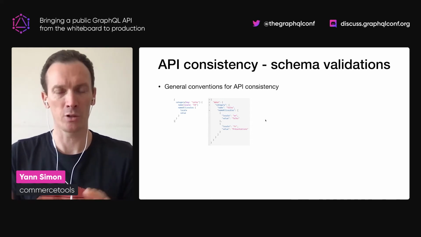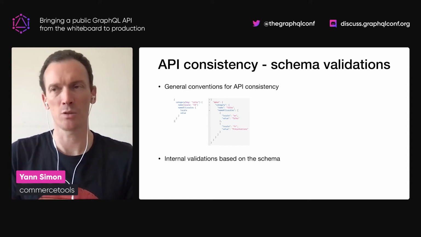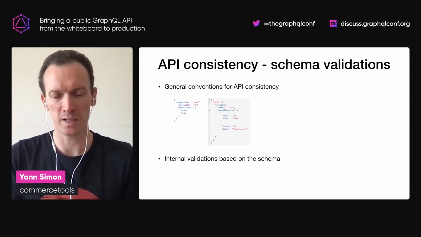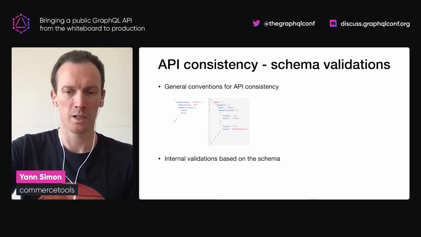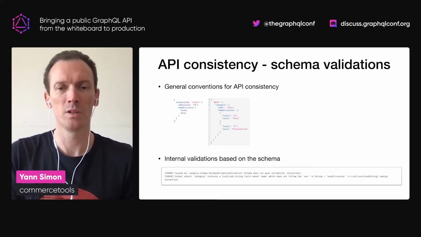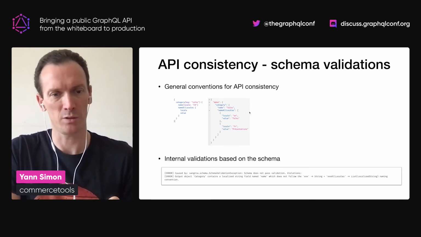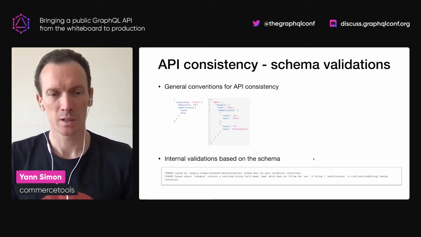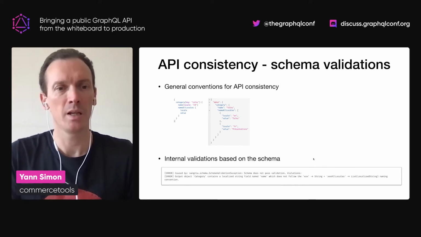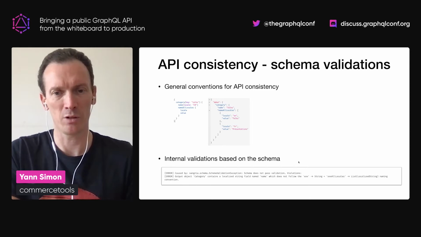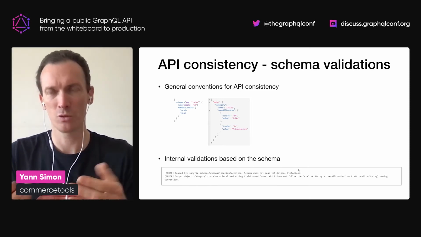But conventions are good if they are used everywhere. So what we did is we have added internal validations based on our GraphQL schema. And if a developer forgets, for example, about one of these conventions, the compilation will fail, and we can see an error showing which validation does not pass and how to fix that.